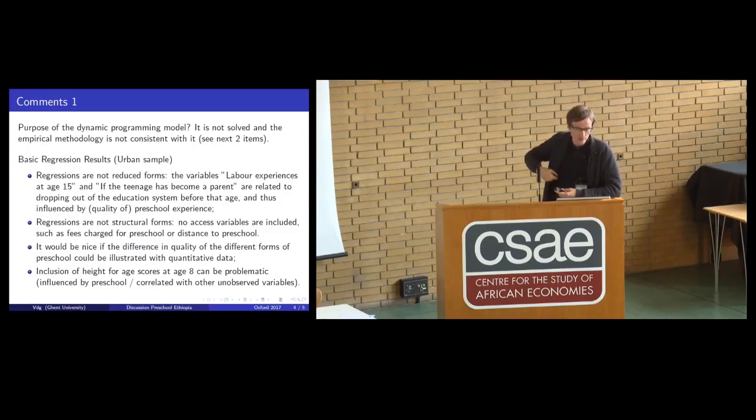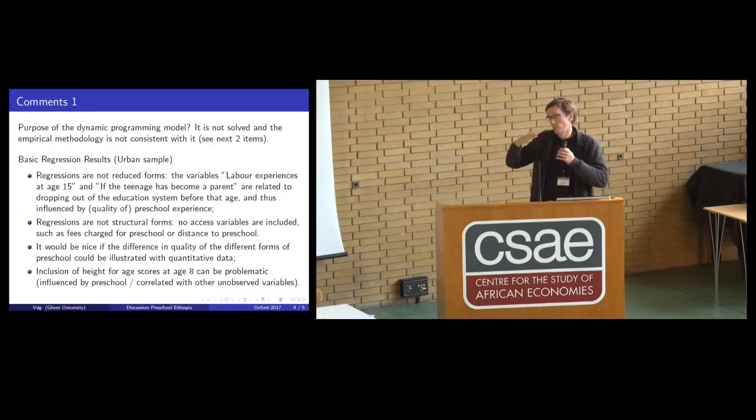sample for the reasons that you mentioned, perfectly valid reasons? The difficulty for me is to interpret the results because they are not reduced form. They are not reduced forms. And the reason they are not reduced forms is because of the presence of those two variables that I just mentioned, labor experience at age 15, and if the teenager has become a parent. These are probably related to dropping out of the education system before that age, at which this thing is measured, and thus they are influenced by the quality of the preschool experience, right?